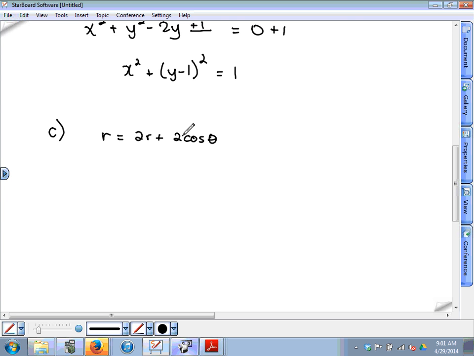Ooh, there was an R right here to begin with. I was getting a little overzealous. There shouldn't have been an R right there to begin with. Dang it.